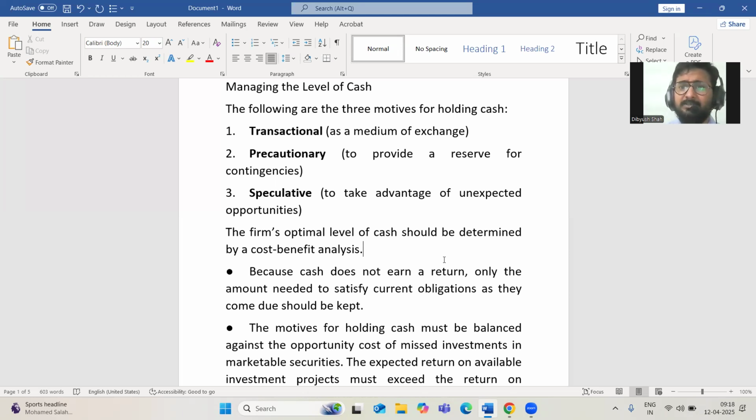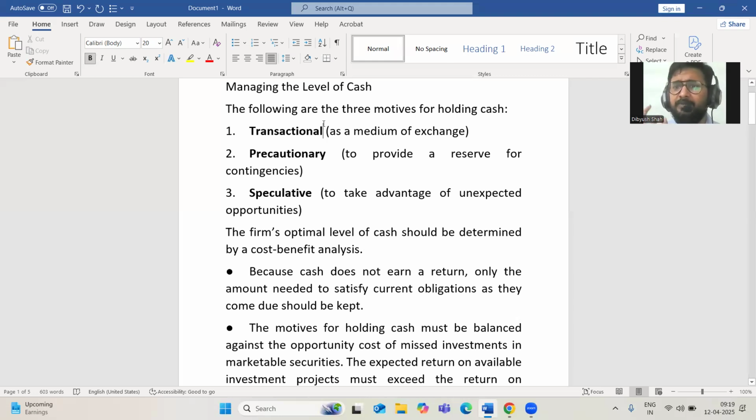Some companies go for conservative working capital where they have a sufficient amount of cash, inventory and AR. Some companies go for aggressive working capital management strategies where everything is kept to a minimum. Investment in the entire working capital is kept to a minimum. So let's look at it. First, cash management.